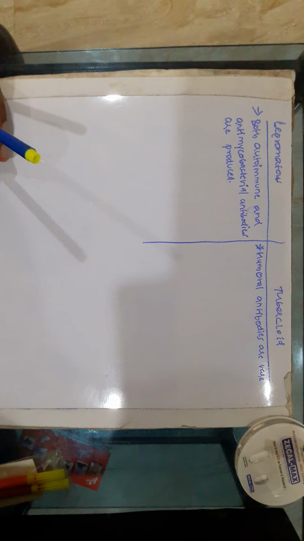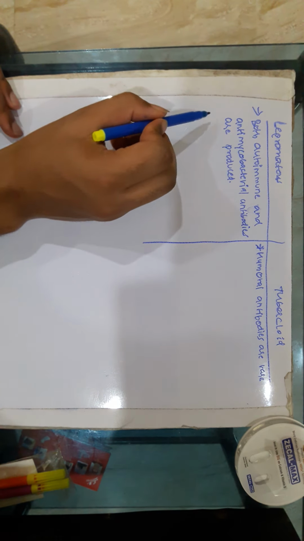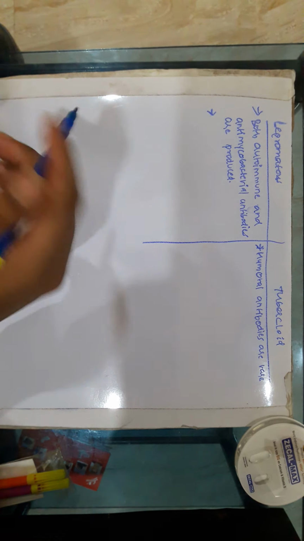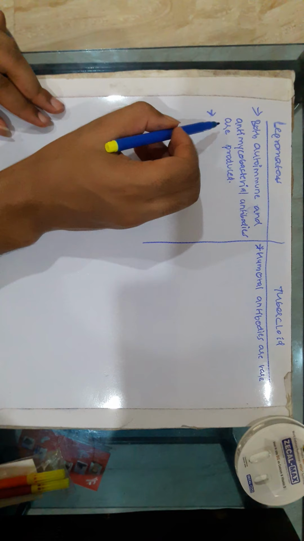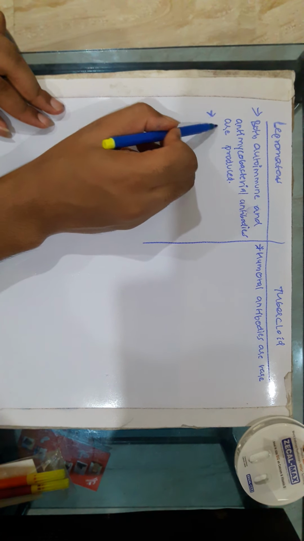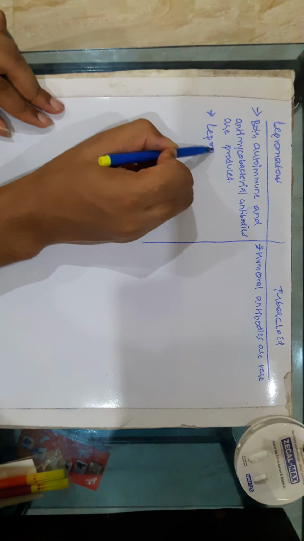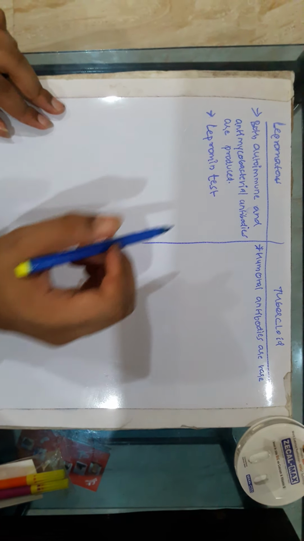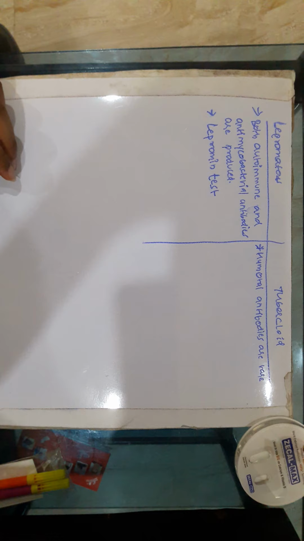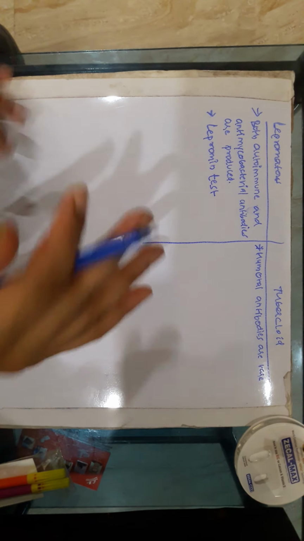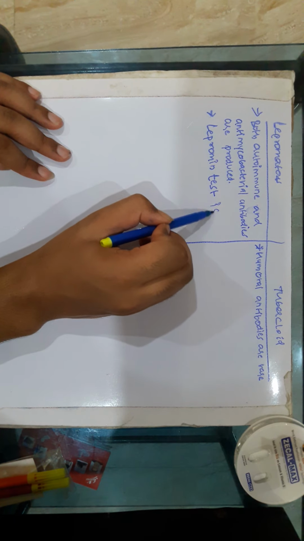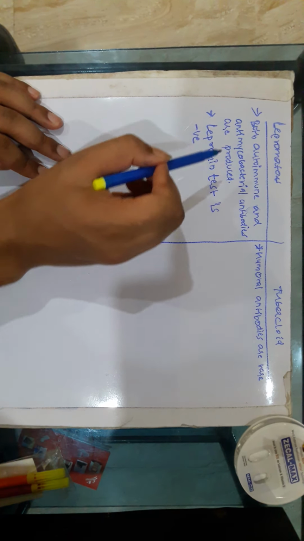So we discussed that, and we discussed CMI. The next comparative point in lepromatous and tuberculoid is the lepromin test. We'll discuss the lepromin test later. Just try to remember and retain it so that you can link it in the next video. The lepromin test is negative in lepromatous.